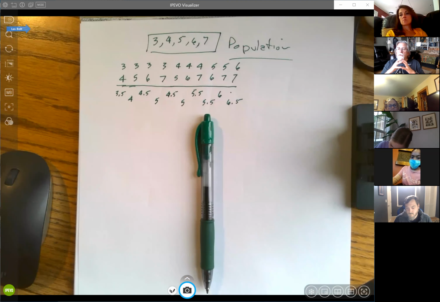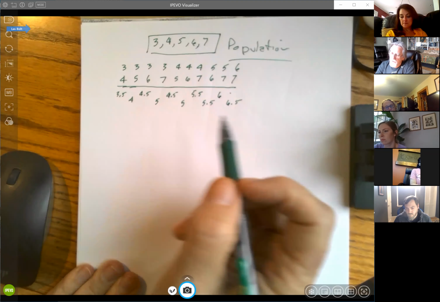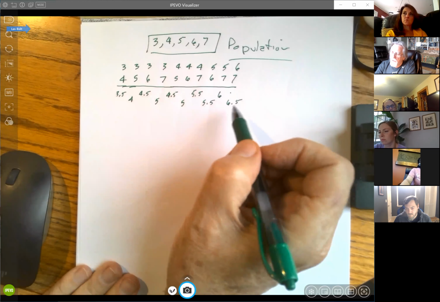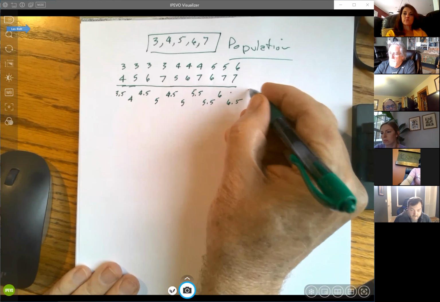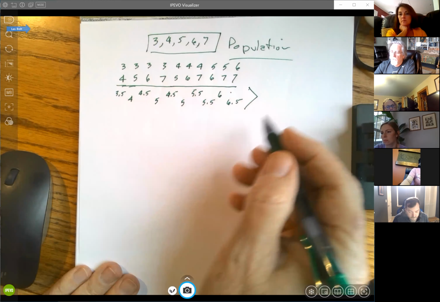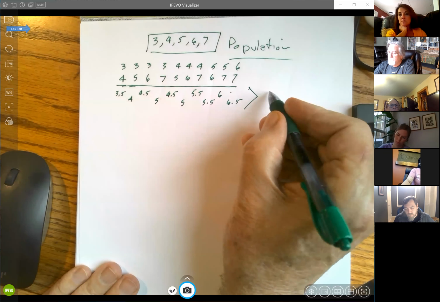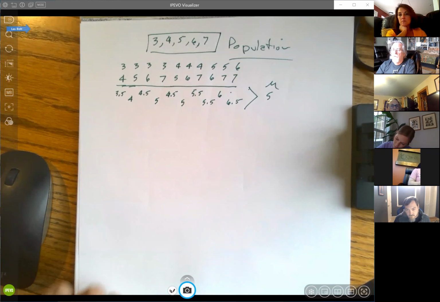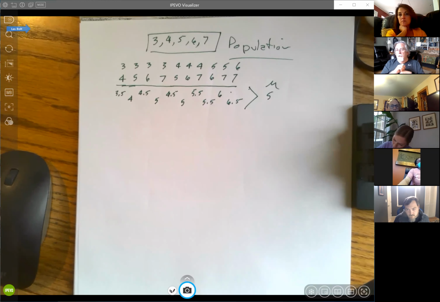Now, this would work with any size population, any size sample. Obviously, it gets a little hard to put it on a legal pad, so I'm using the very simplest case I can think of to demonstrate this. If we look at these sample means, first off, the grand mean of all of these sample means is 5. Do the math if you want to. The population mean is 5, and so the grand mean of all these sample means is also 5.